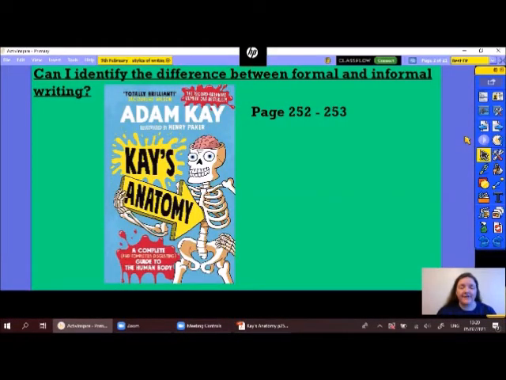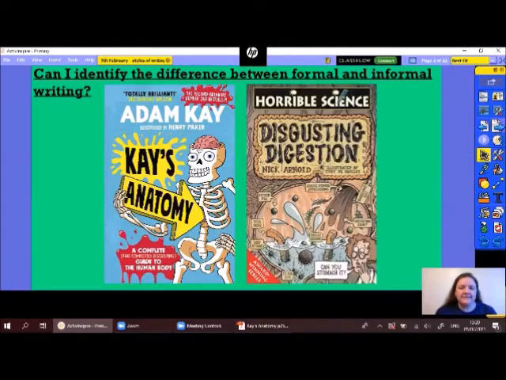So there you go. Now you know all about the mouth, the esophagus, which is the tube that connects your mouth and your stomach, and the stomach itself. So let's remind ourselves of Adam Kay's style of writing. We said last time that it was quite similar to the Horrible Histories series or Horrible Science. And here there's a book called Disgusting Digestion, which you might also quite like. Let's compare 2 similar sections from these 2 books.